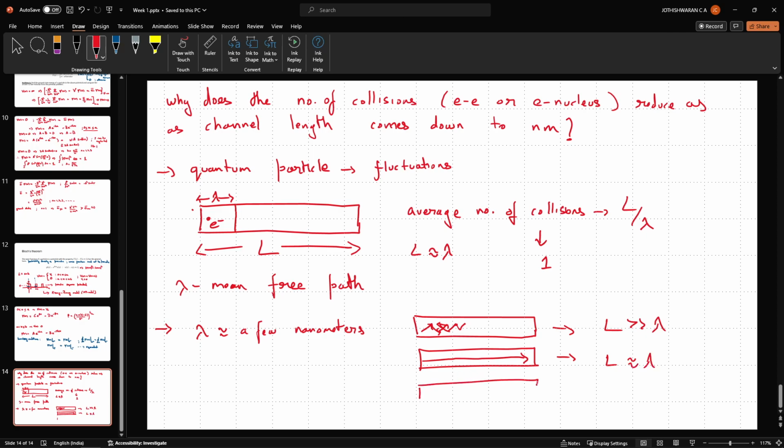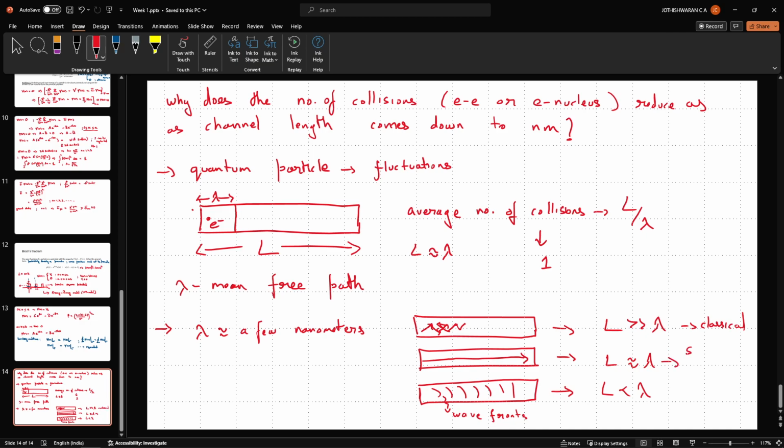And then you have the third case where, like here, these lines denote wave fronts. So here I have the case where L is less than lambda. So this is the classical limit.